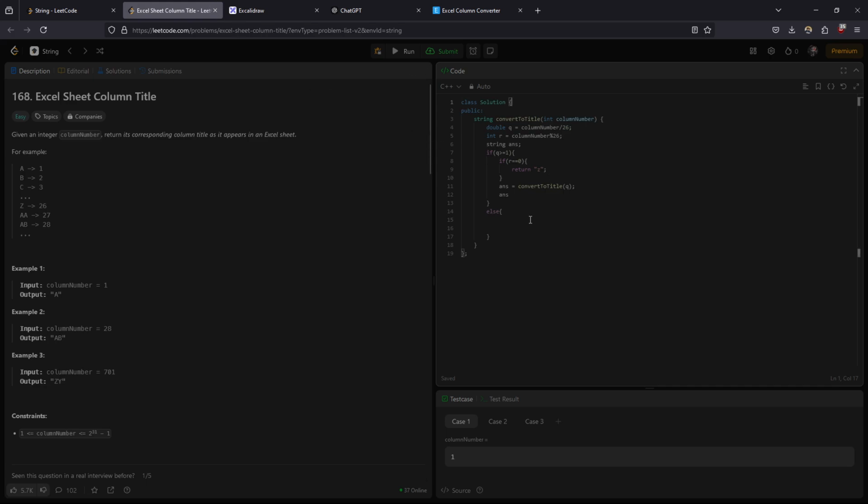Okay, so what we can do is, we know the remainder, so we can simply return 'a' plus remainder minus 1, right? When the remainder is equals to 1, then 1 minus 1 will be 0, and we'll return A as the desired return should be 1, so it will work.